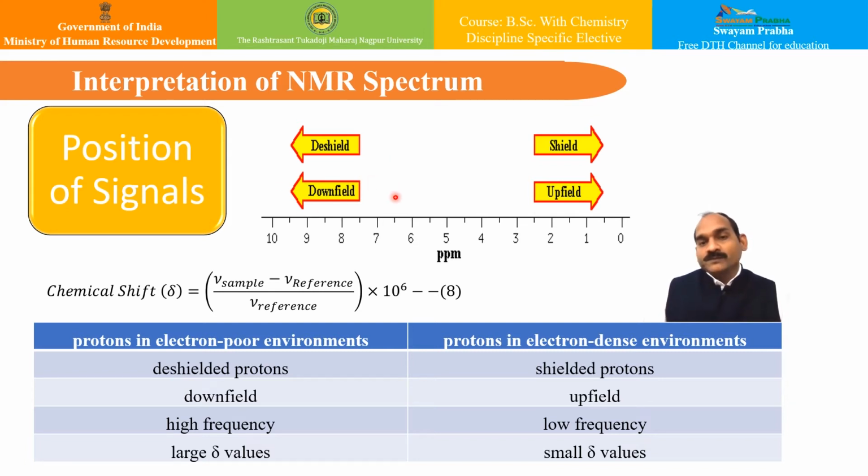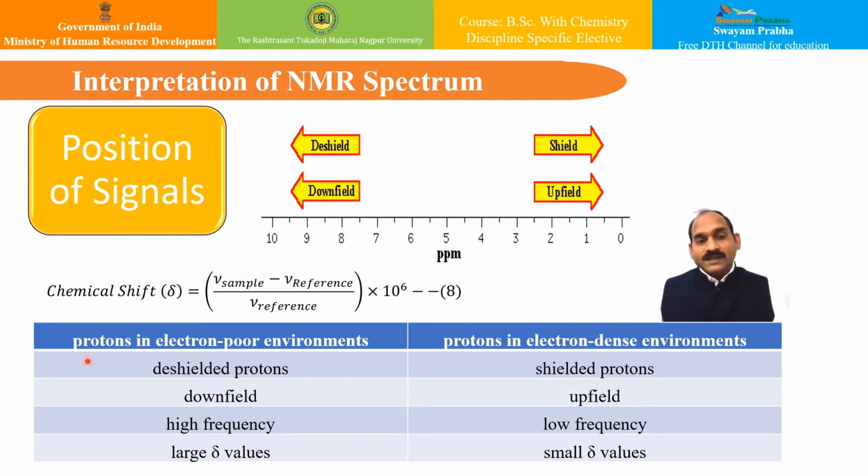So the shift in the position of the NMR signal due to shielding or de-shielding is called chemical shift. A reference standard, TMS, is taken at the 0 position, and from this 0 position we can find out the chemical shift.